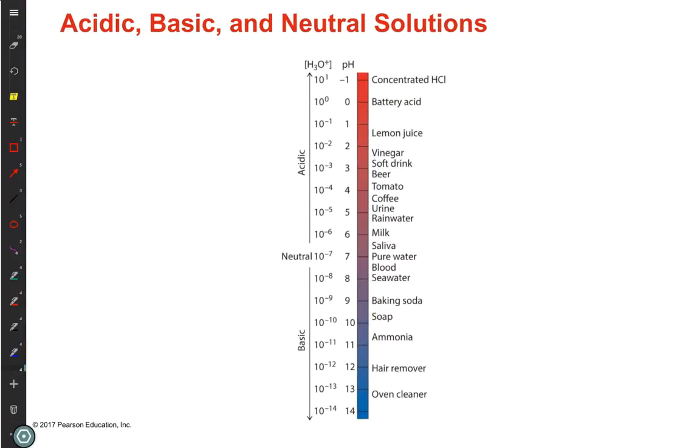So first, about acids. What does it mean if something's an acid?